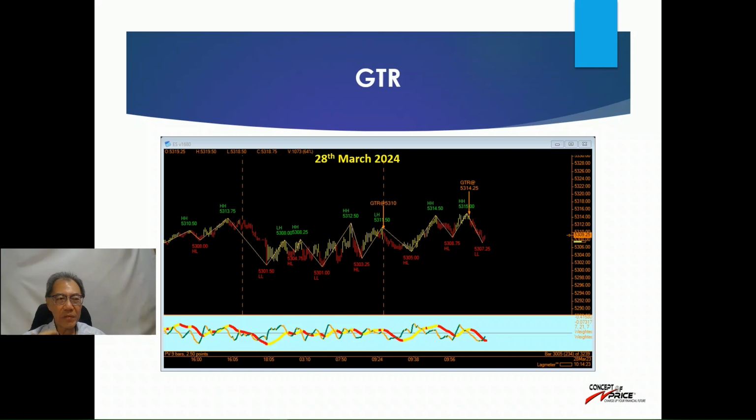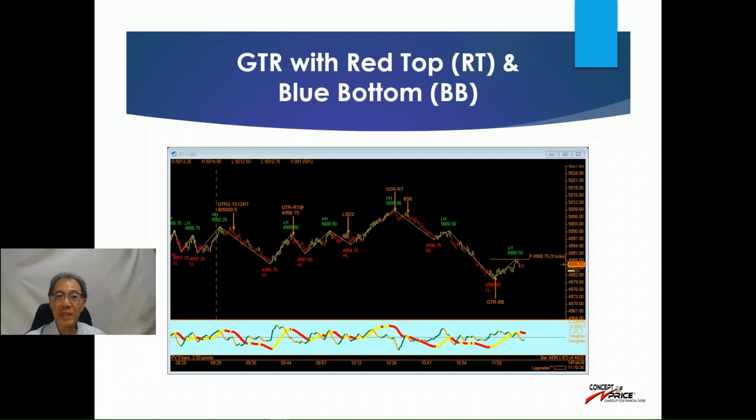Sometimes when we look at the chart, we see certain things in there that trigger us to investigate further, and this is how we give enhancements to our strategies. The enhancement that we have for GTR is what we call a red top, blue bottom scenario. It's nothing to do with technical analysis whatsoever. It's something very visual that we see on the chart, and we trade accordingly. Now I'm going to show you an example of what a red top and blue bottom is.